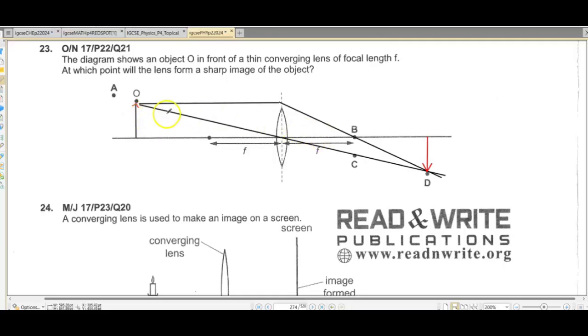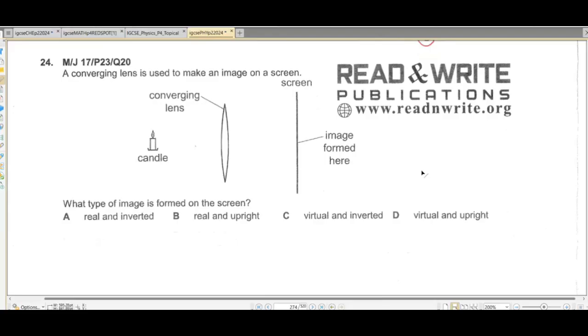So the image of the object which was placed at O is formed at D. So always draw the ray diagram to see where the image is being formed. Okay, the first ray is going to go to the lens and then pass through the focal point, and the second ray is going to pass through the optical center of the lens that is going to be undeviated, and wherever they meet, they are going to form the image. Okay.